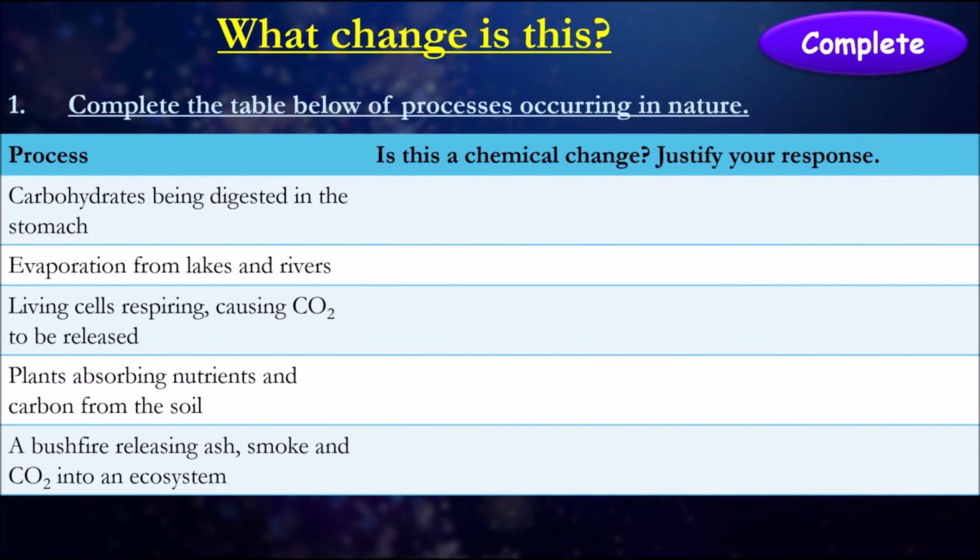So those were the many types of chemical reactions that can occur in our everyday world experiences. What we'll finish off this lesson with is filling this table. We have 1, 2, 3, 4, 5 different types of processes, and we want to work out if they are a chemical change and why we think that. So the first one is carbohydrates being digested in the stomach. This is a chemical change.